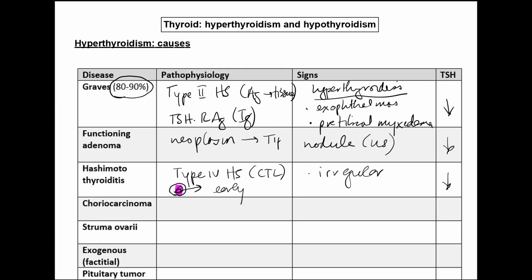Choriocarcinoma is a neoplasm of the cytotrophoblast, and it releases beta-HCG. Beta-HCG can act as an analog for TSH, and therefore at very high levels it can stimulate the thyroid. As a carcinoma, it's always a neoplasm.